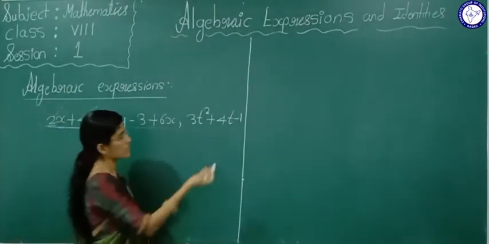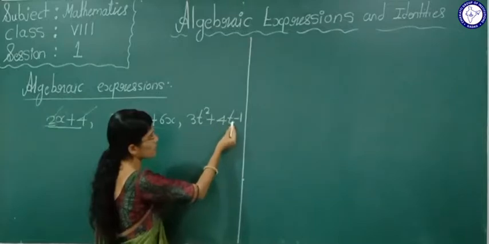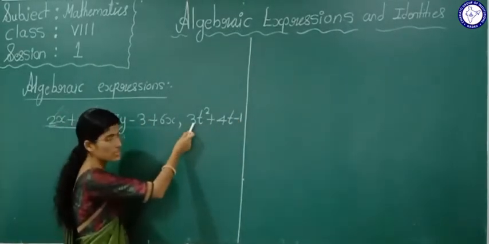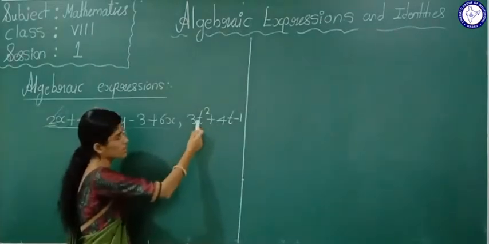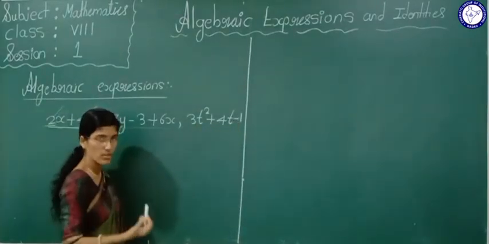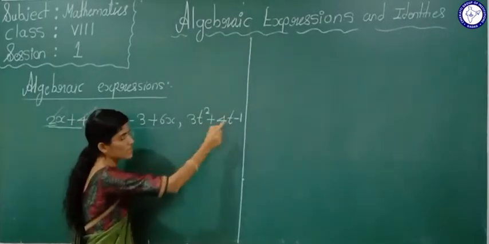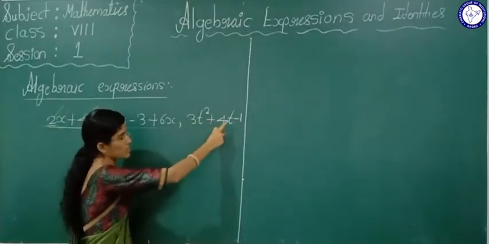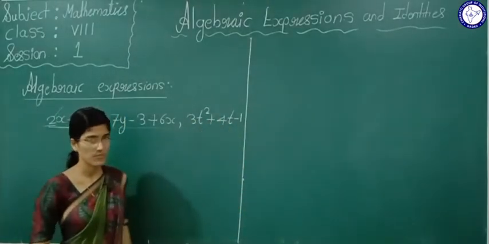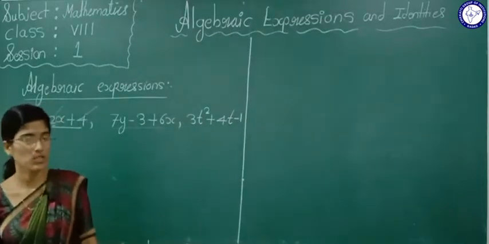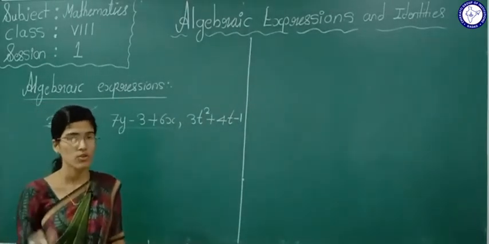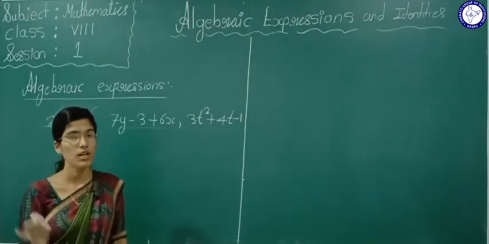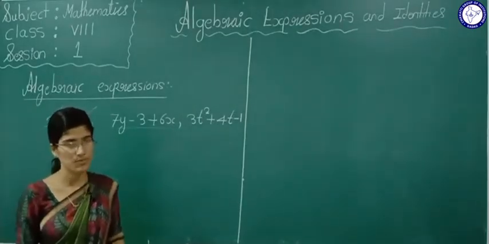Now see here, 3t square plus 4t minus 1. This is also an algebraic expression. It is involving constants: 3, 4, minus 1 are constants. Variable t is there, and some operations are there: multiplication, addition and subtraction. So what we can tell? Algebraic expressions are expressions involving constants, variables and mathematical operations. This is about algebraic expressions.